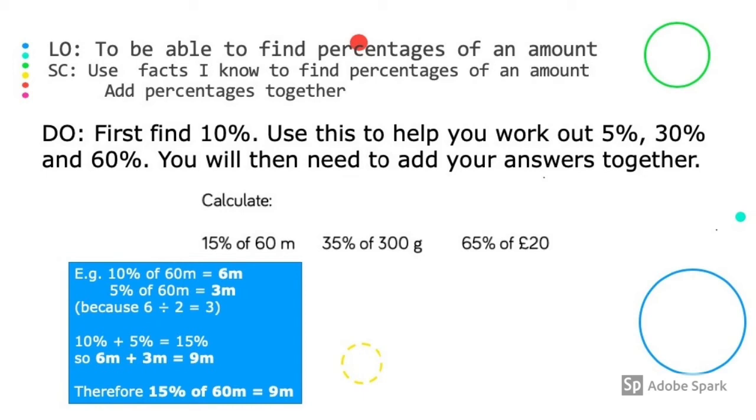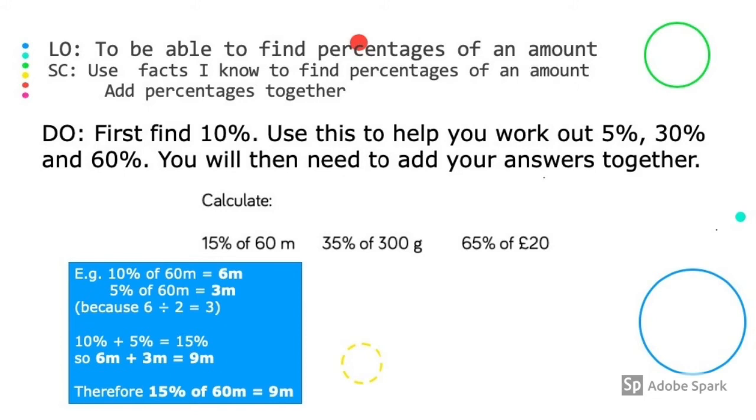Now that we've found 10% and 5%, we're going to add them together to make 15%. So 6 metres add 3 metres equals 9 metres. Therefore, 15% of 60 metres equals 9 metres.